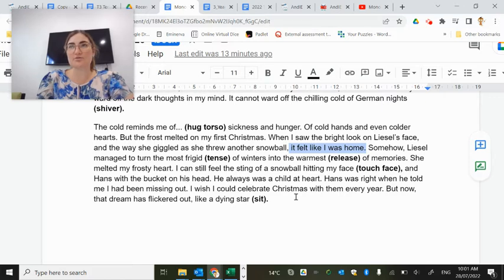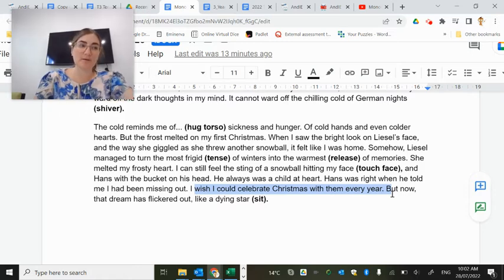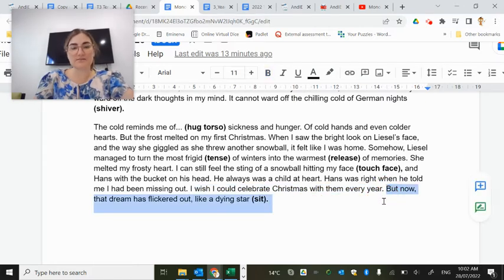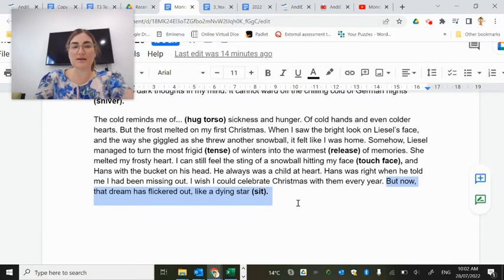And starting to let go of some of the guilt that he felt in that moment in time and allowed himself to feel happy. "Hans was right when he told me I had been missing out." Now he's talking about how he wishes he could celebrate Christmas with them every year. So that sort of longing for, going back to the familiar is there. And then again, he falls a little bit into sadness, but now "the dream is flickered out like a dying star."